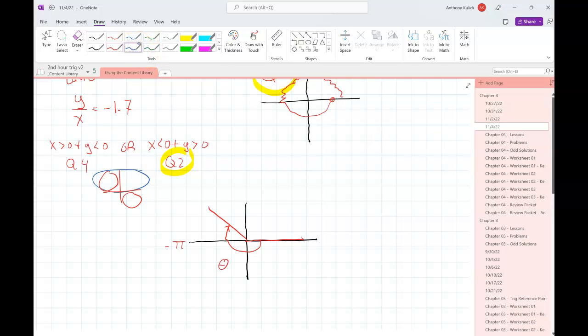Now I'm going to draw in this other angle phi. It's called a reference angle. That angle phi is always going to happen between the terminal side of my angle theta and the x-axis. Okay?